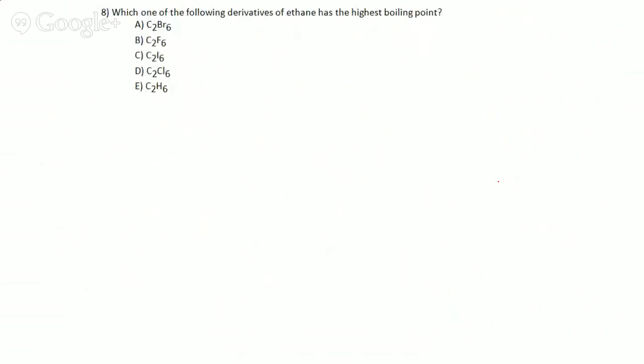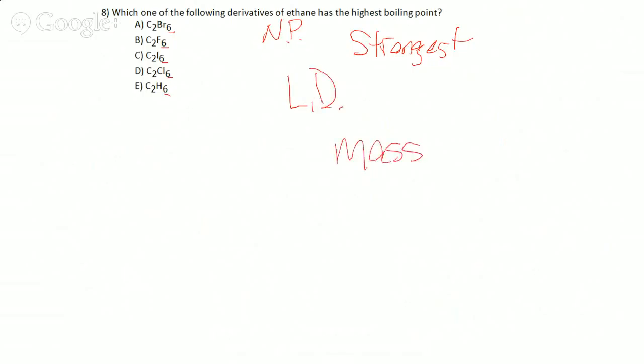Number 8: Which of the following derivatives of ethane has the highest boiling point? Again, we want strongest attractive force. They all seem to be nonpolar molecules. It's just 2 carbons with 6 bromines, 6 fluorines, 6 iodines, or 6 hydrogens. So again, highest boiling point would be strongest, and if they're all nonpolar, they're all London dispersion. So we want the most massive one to give us the strongest attractive force. Which one of those is it? C.